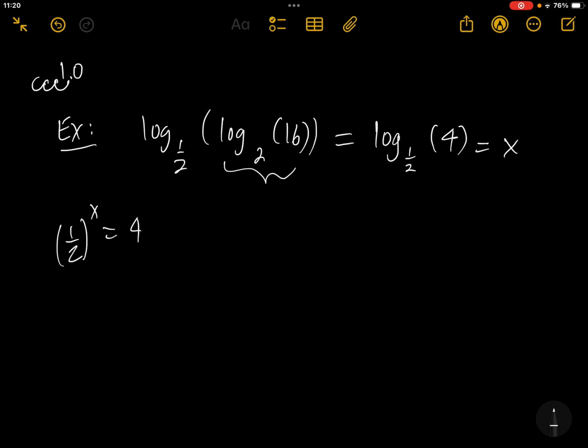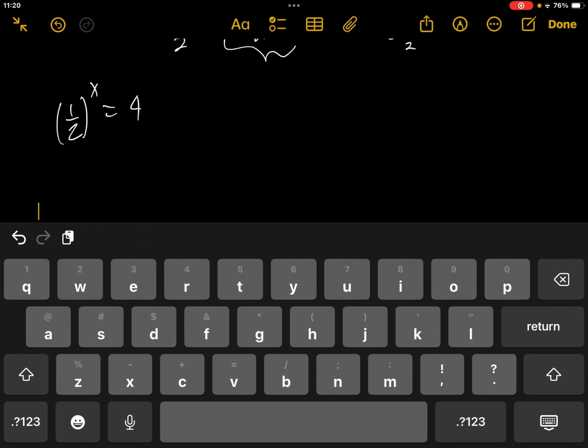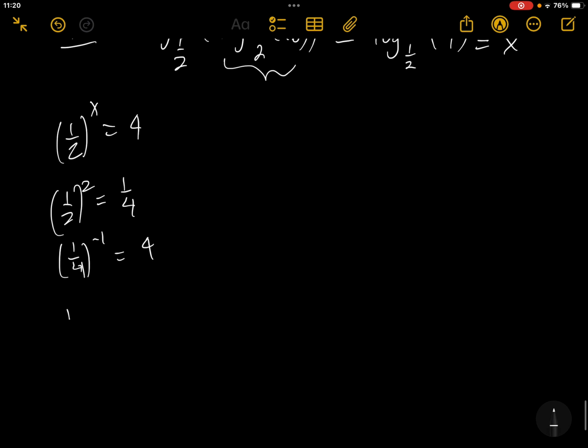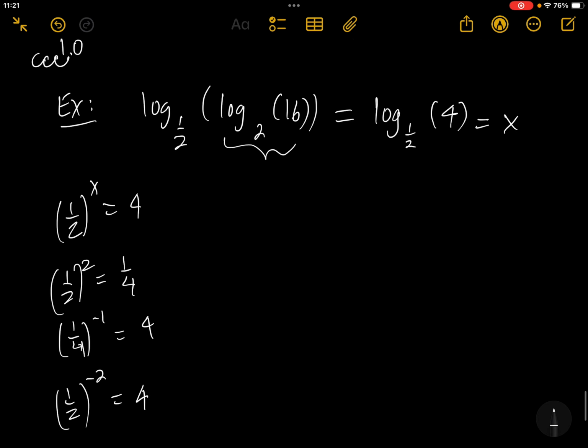There are a couple ways of thinking about this. I know that 1/2 squared is 1/4. And I know that 1/4 raised to the negative 1 power is 4. So if I take 1/2 and raise it to the negative 2 power, that would be squaring it and then raising it to the minus 1 power, so I get 4. So the answer is negative 2.